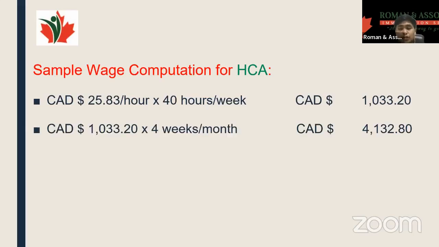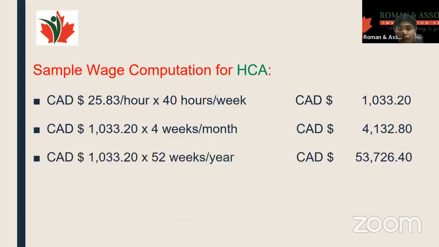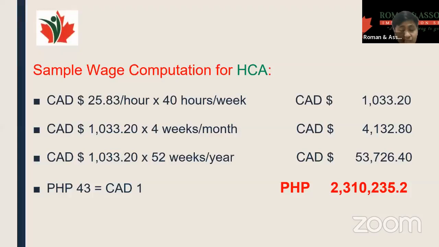Per month, you're earning as much as 4,132.80 Canadian dollar. And in a year, you're earning as much as 53,726 Canadian dollar po. So, let's convert it to Philippine peso po. So, meron po tayong basihan kung magkano nga po ba siya sa Philippine peso po. So, if yung Canadian dollar po is averaging to 43 pesos per CAD, you're earning as much as 2.3 million po as a healthcare assistant po.